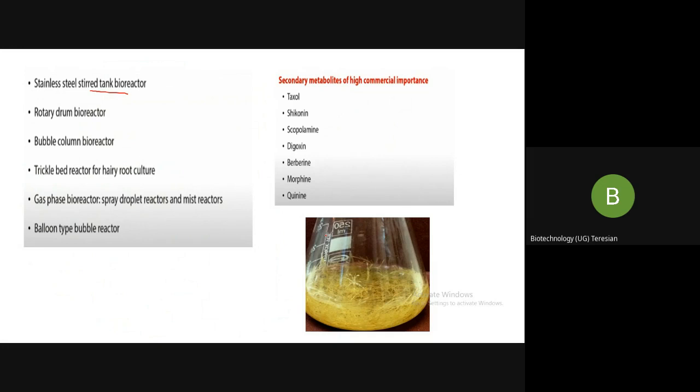You can use even microorganisms. Some of the commercially important metabolites are taxol, quinine, scopolamine, digoxin, piperine, morphine, quinine. All these are mostly drug components which are produced.